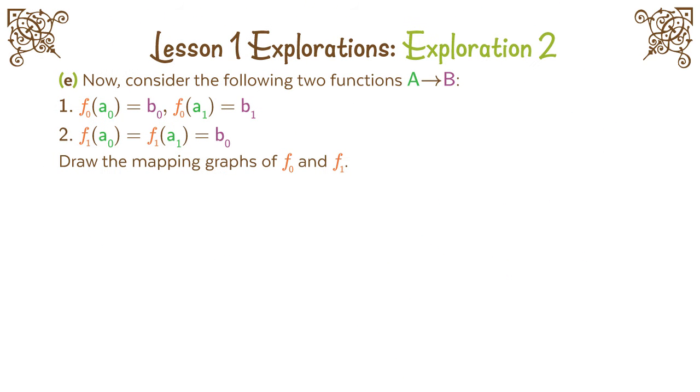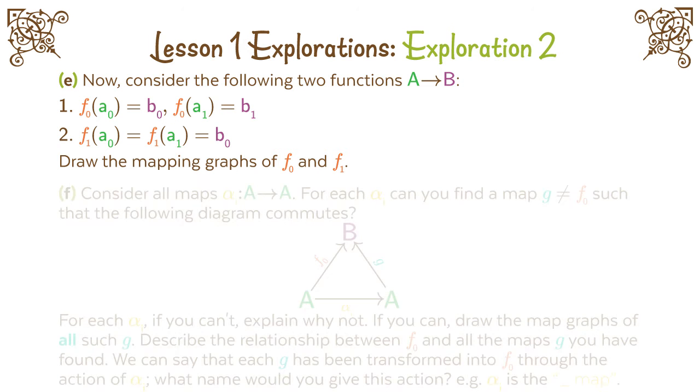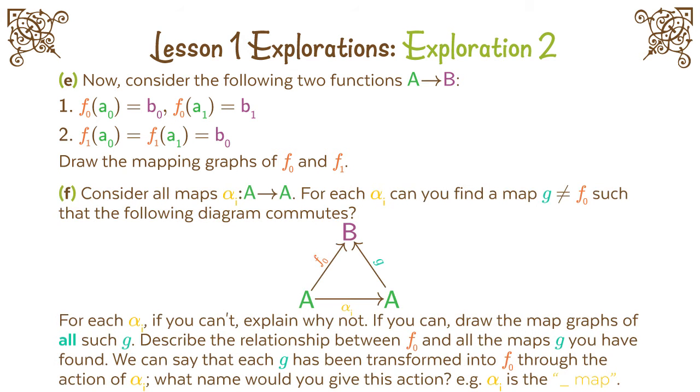E introduces the two functions that the rest of the exploration will be concerned with and asks you to draw their map graphs. And then F says, consider all maps alpha I from A to A. For each alpha I, can you find a map G not equal to F0 such that the following diagram commutes? For each alpha I, if you can't, explain why not. If you can, draw the mapping graph of all such G. Describe the relationship between F0 and all the maps G you have found.